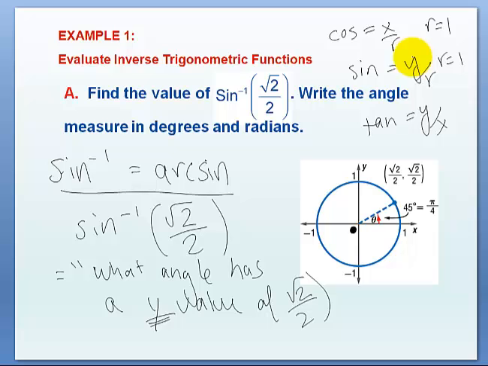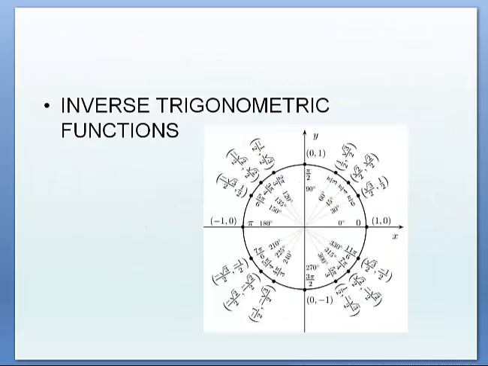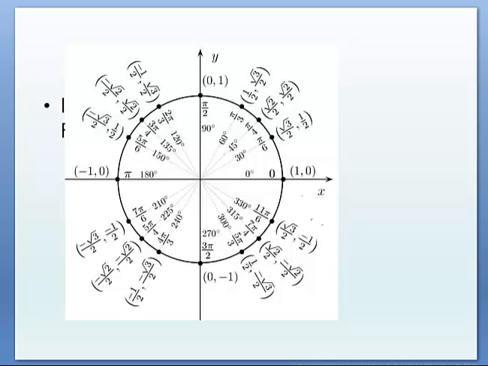So if we go back to the question, find the value of sine to the negative 1 of root 2 over 2. And it's very, very confusing. It's really saying what is the angle that creates a y value of root 2 over 2. So we think of our unit circle. This is why we need to know our unit circle. We're trying to find out what is the angle that gives a y value of root 2 over 2. So if we look at our unit circle, our y value of root 2 over 2 is here and here.